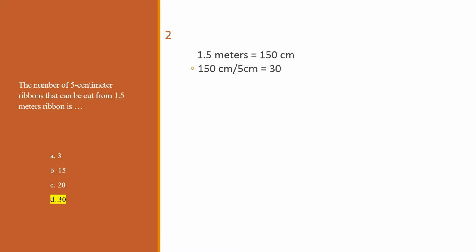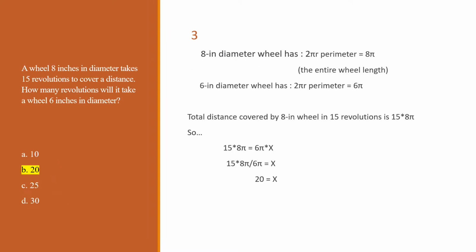So this is very simple by recognizing that 1.5 meters is equal to 150 centimeters, and therefore to cut 5 centimeters from this 150 centimeters, we just divide this, and that gives us 30 pieces. For number three, we are given that an 8-inch diameter wheel takes 25 revolutions to cover a specific distance, and we would need to find how many revolutions it will take a 6-inch diameter wheel to cover the same distance.